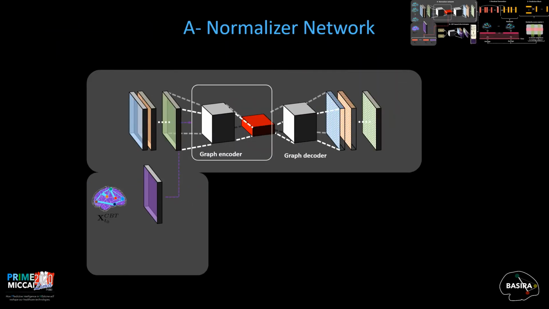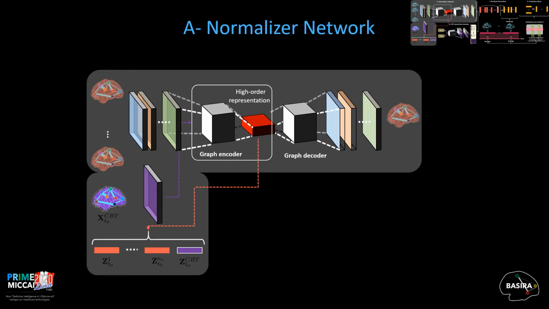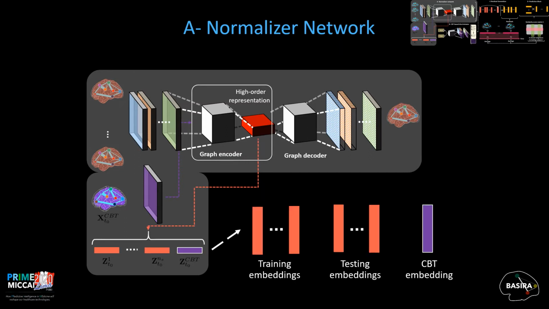Here, we have a close look to our normalizer network. The normalizer learns to encode brain graphs and extract their high-order representative features in a low-dimensional space with respect to the CBT by trying to transform brain graphs into the CBT. After training, the normalizer's other purposes are embedding training and testing graphs, and also the CBT, to use them for similarity estimation.